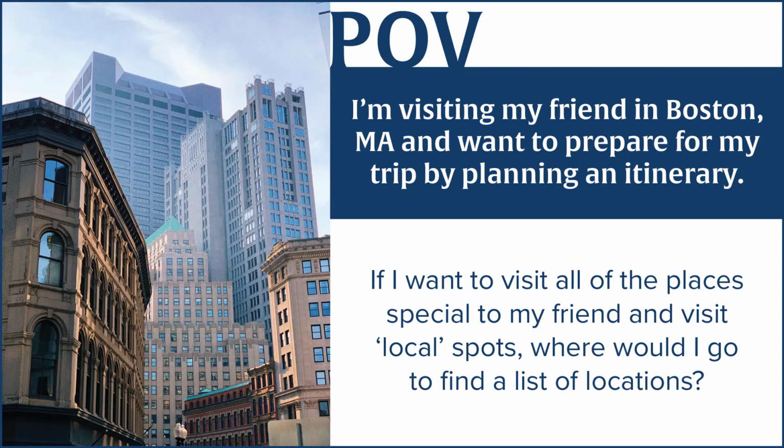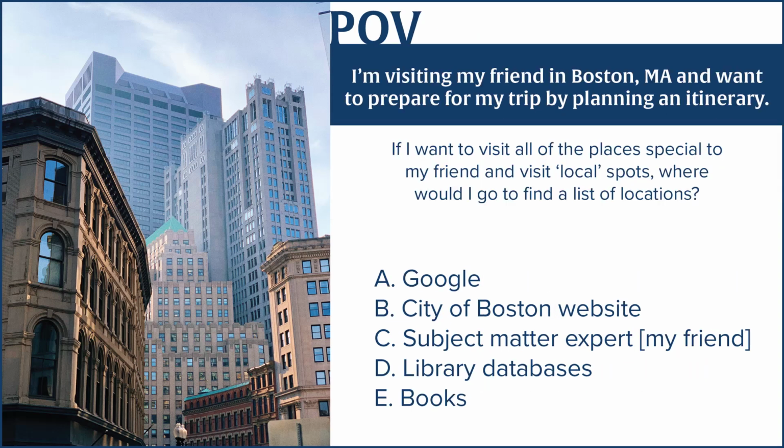Let's get started. I'm visiting my friend in Boston, Massachusetts, and want to prepare for my trip by planning an itinerary. If I want to visit all the places special to my friend and visit local spots, where would I go to find a list of locations? A. Google. B. City of Boston website. C. Subject matter expert, my friend. D. Library databases, or E. Books. Take a few seconds to think of the answer. Feel free to pause the video at any time to think about your responses.